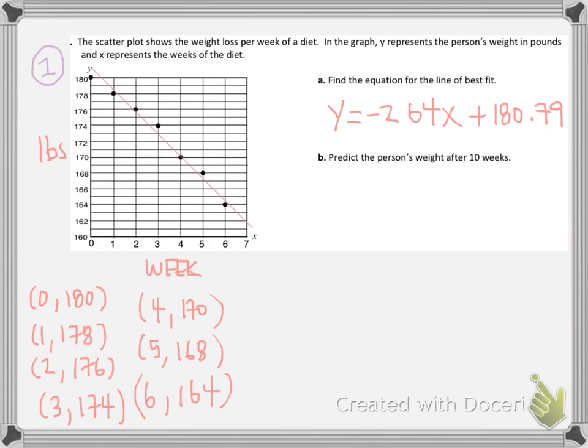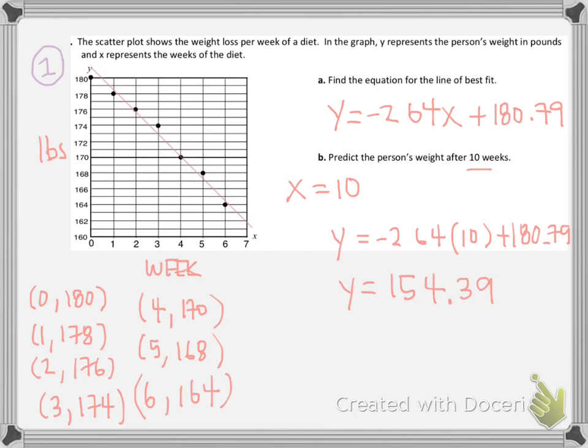Okay, so predict the person's weight after 10 weeks. That means my x is going to be equal to 10. So y equals negative 2.64 times 10 plus 180.79. So negative 2.64 times 10 plus 180.79. So after 10 weeks, if I follow this pattern, my weight is going to be 154.39.